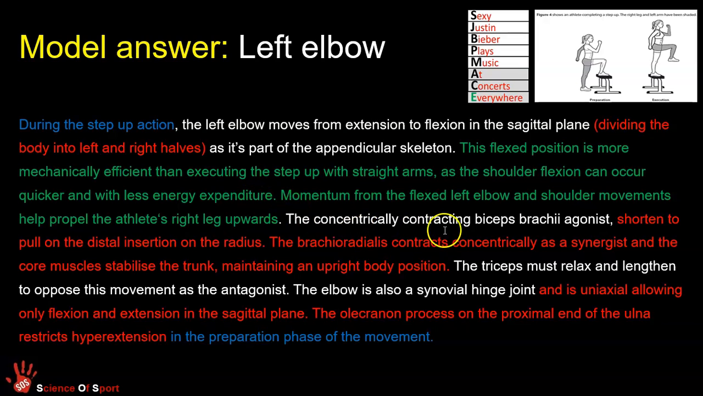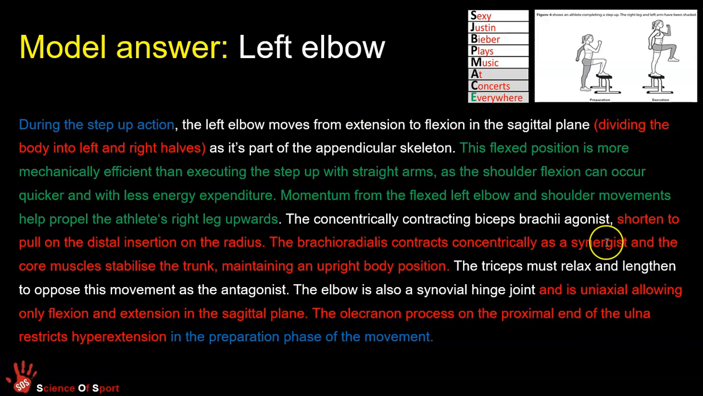Showing off icing. The concentrically contracting biceps brachii agonist. So I've written 6 words and got that it's the agonist. I've named the muscle. I've said how it's contracting. 3 really critical ingredients. Shorten to pull. So I've said that the concentric means that the muscle shortens to pull on the distal insertion on the radius. Talking about the tendon, I've given a term as to where the tendon is, and it's the bone that it attaches to. The brachioradialis also contracts concentrically as a synergist.